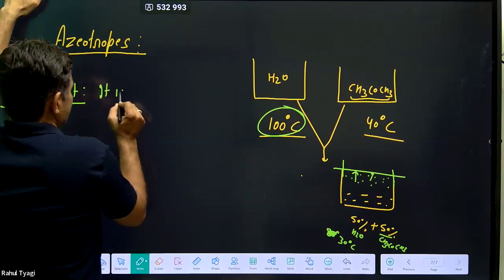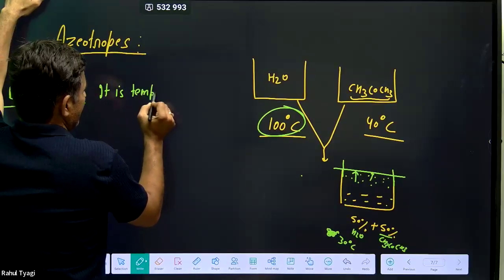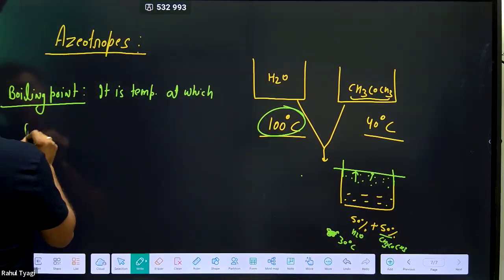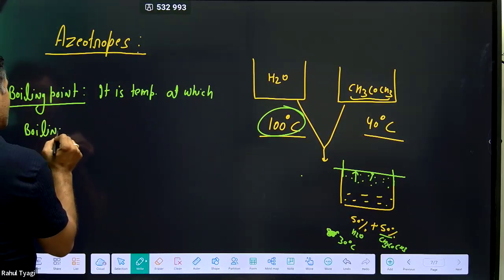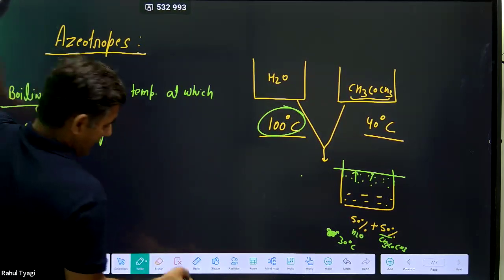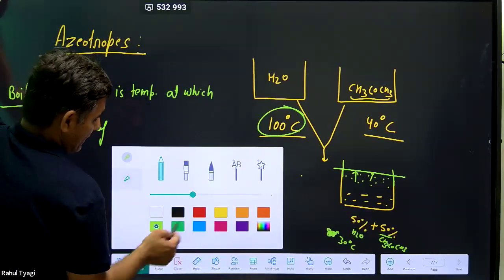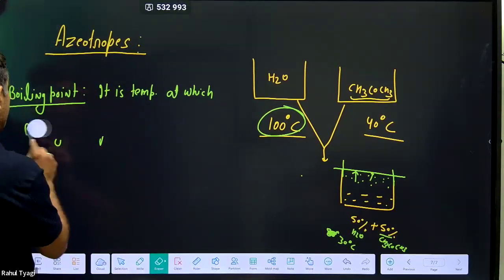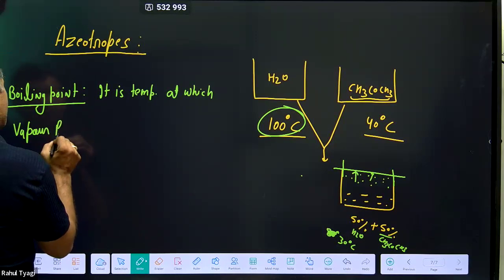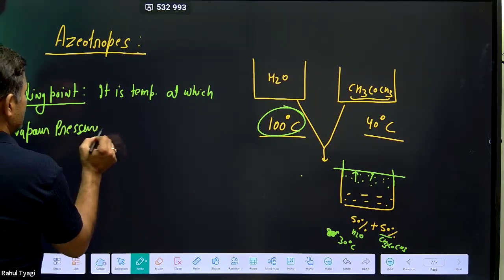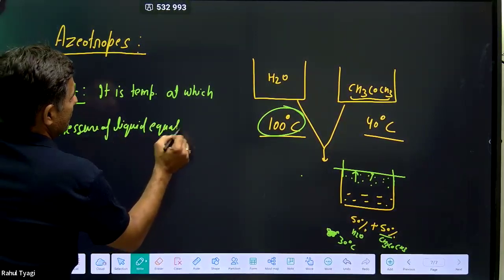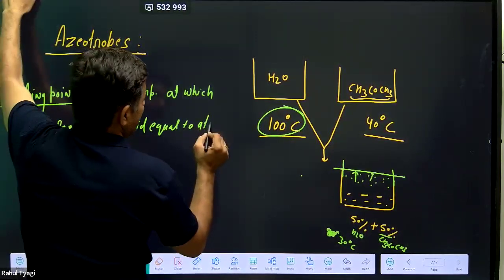It is the temperature at which... boiling point of... Oh sorry, what am I writing? It is the temperature at which vapor pressure of liquid equal to atmospheric pressure.